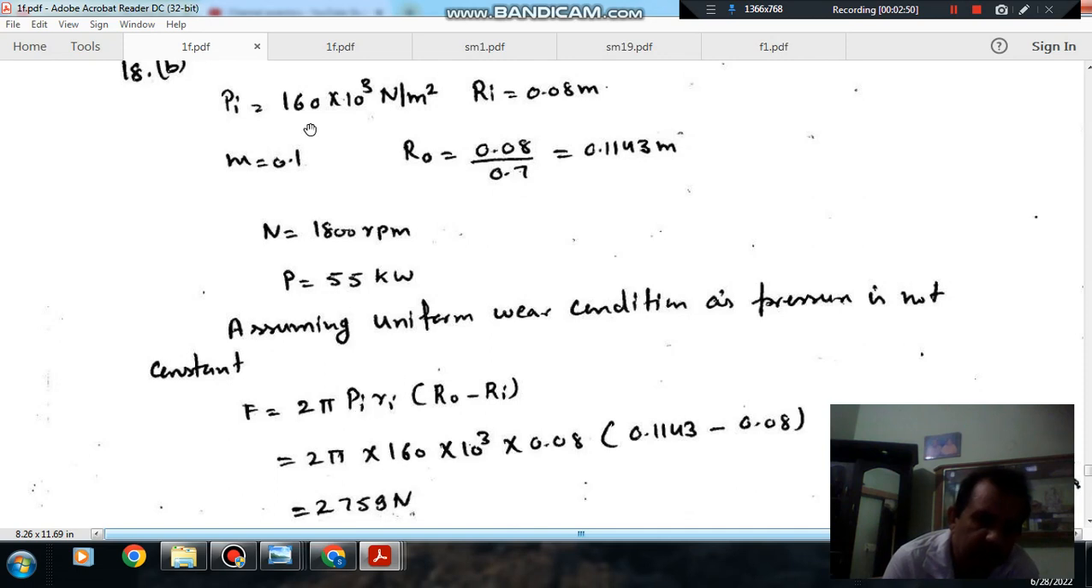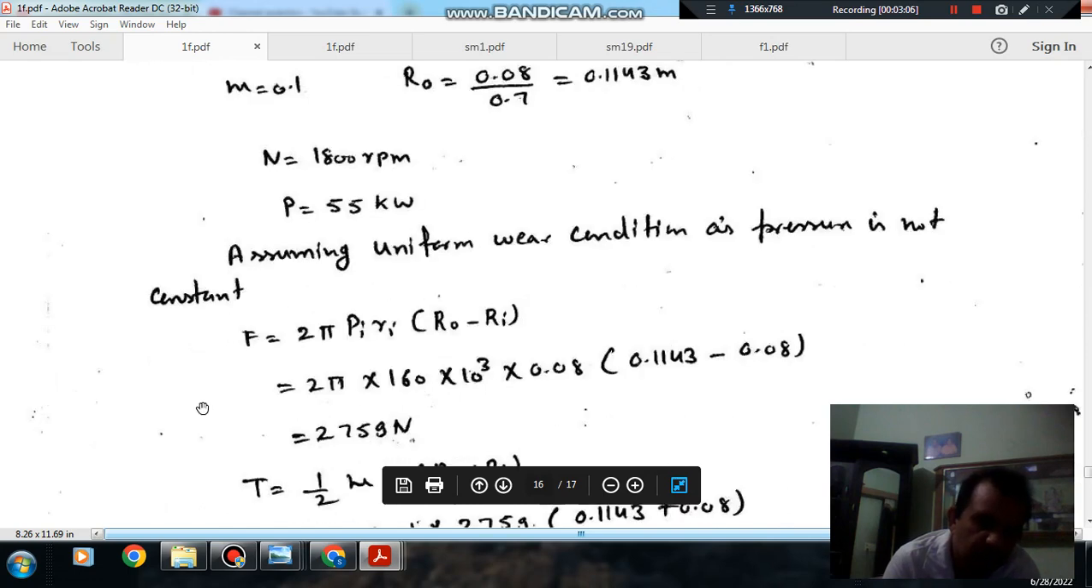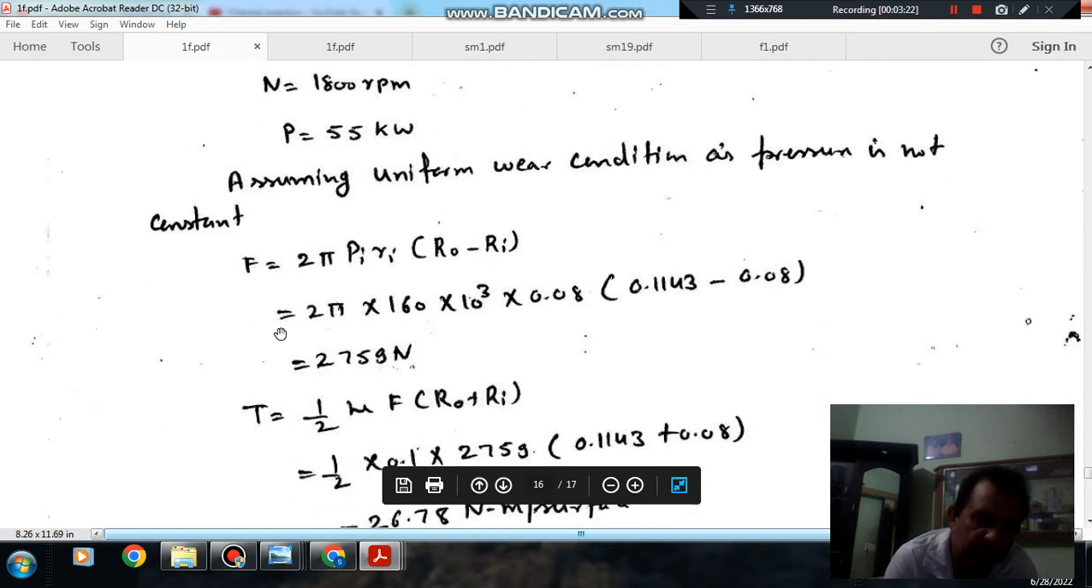So pi is 160 into 10 power 3 and ri is the inner radius 0.08, and r naught is the outer radius, so 0.1143 minus 0.08. The force on the plate is 2759 newton. So that is the force on a single plate, because we have taken only a single plate.